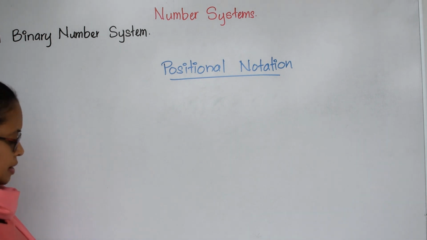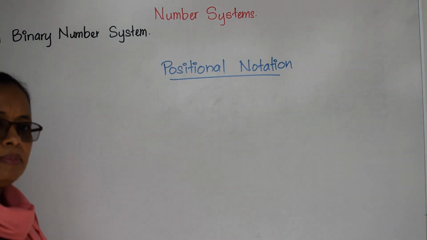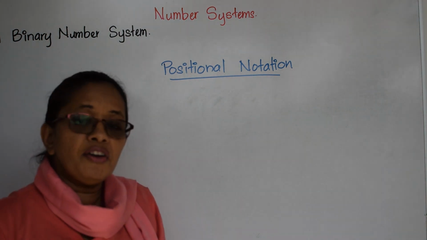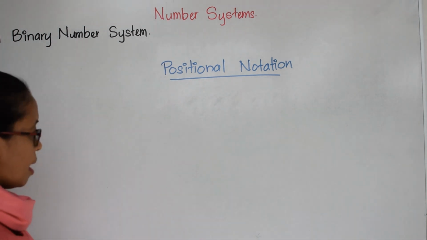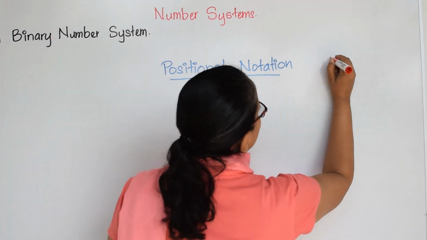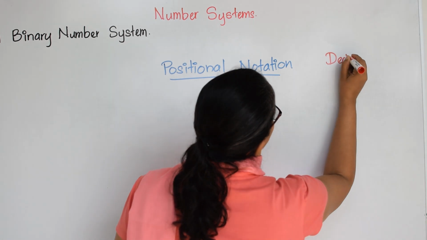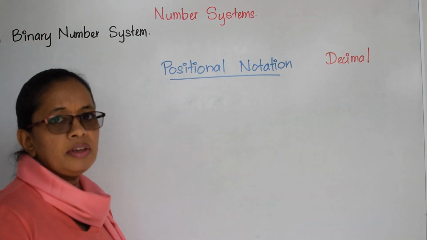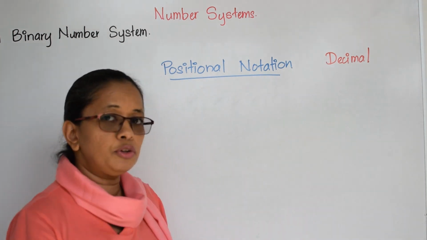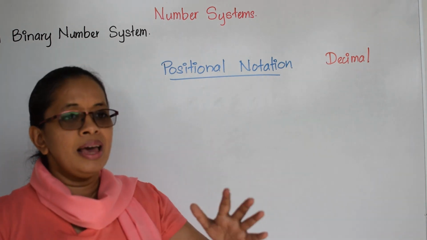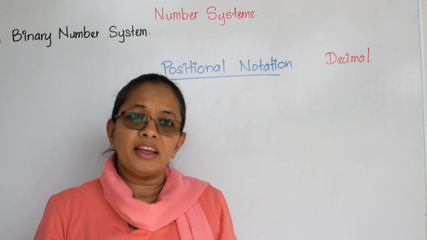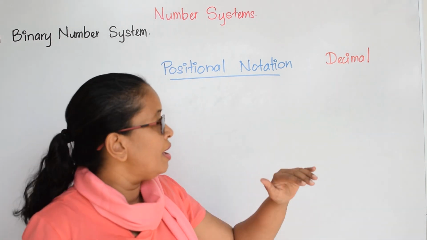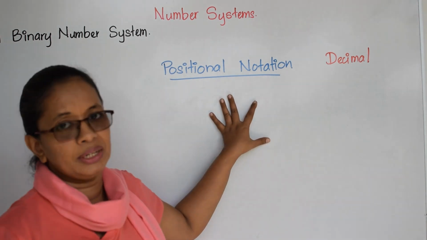We call it the decimal number system in the sense that even in our day-to-day lives we are using a number system we call the decimal number system. The decimal number system is based on this positional number system. Not only the decimal number system, even the other number systems that we are going to learn and talk about are based on this positional notation.